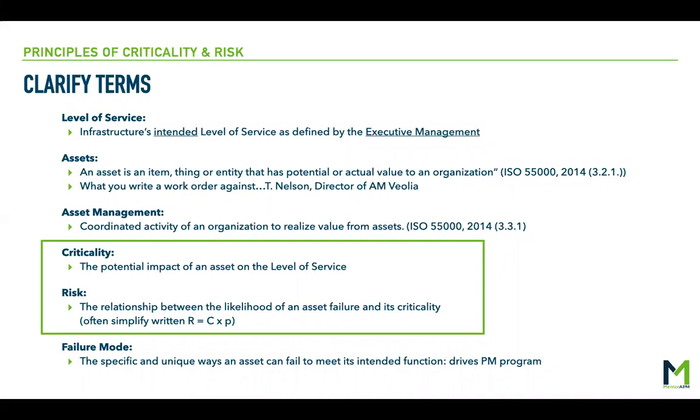And criticality, again, a simpler definition here, is the potential impact of an asset on the level of service. You can distill it down to this: the potential impact of an asset, if it fails, on the level of service. And it doesn't even have to be really an asset. In fact, you'll see later today, as we do this webinar, that it could be systems. And in fact, there's a reason why we like to take a look at systems over assets.